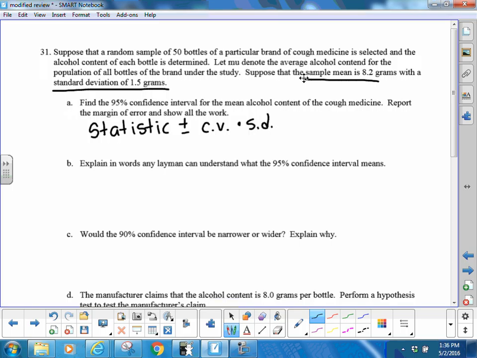Right? What's our statistic in this case? What's our guess? Look back at the problem. Everybody okay with where I got 8.2? So my guess is based on that sample, plus or minus.